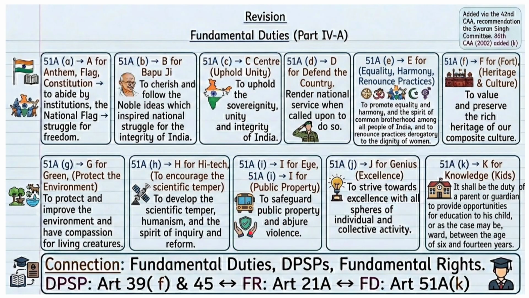Okay, so next article is 51A Clause J. J you can remember as J for genius. Genius means excellence. To strive toward excellence in all spheres of individual and collective activity. Our next fundamental duty article is 51A Clause K. K you can remember as K for knowledge. Knowledge for kids. So it shall be the duty of a parent or guardian to provide elementary education for their wards.